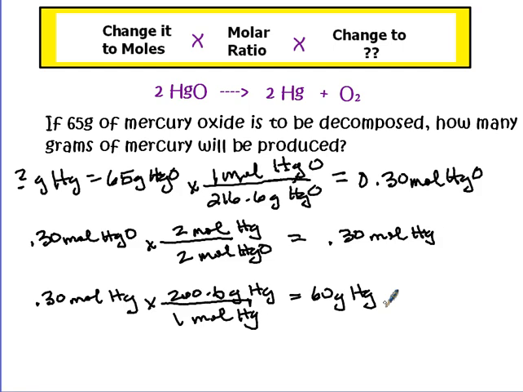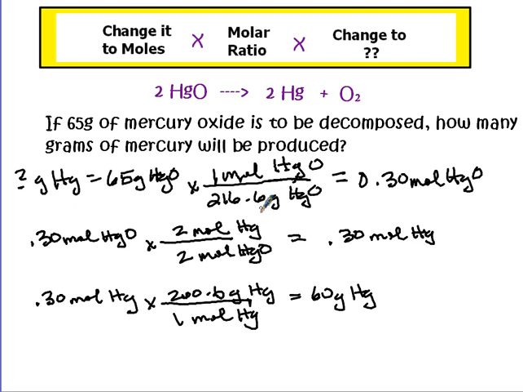Okay, how'd you do? Here, while you were working, I went ahead and scribbled in what I had for this one. And so let's just go through this quickly, and I'll show you what I did. So first things first, I changed it to moles. I set up my question mark format, and I had 65 grams of mercury oxide, and I changed that into moles, and that came out to 0.3 moles of mercury oxide.